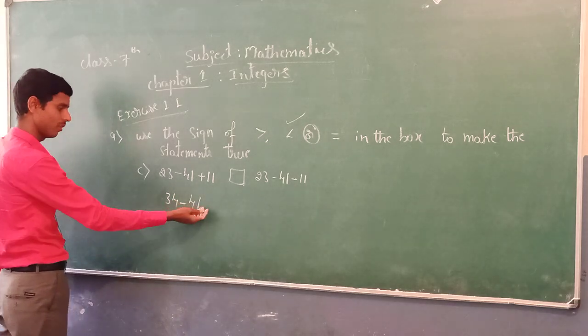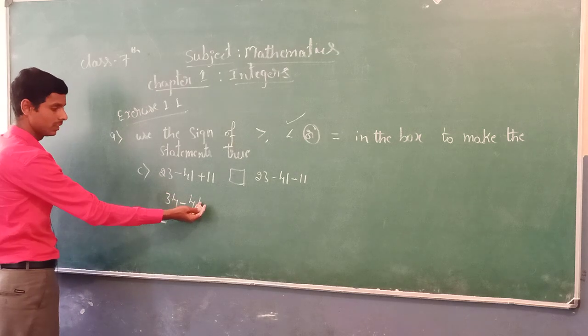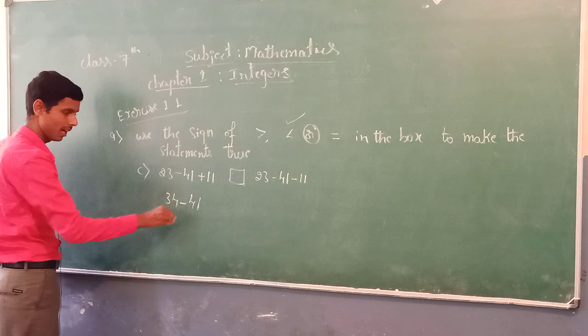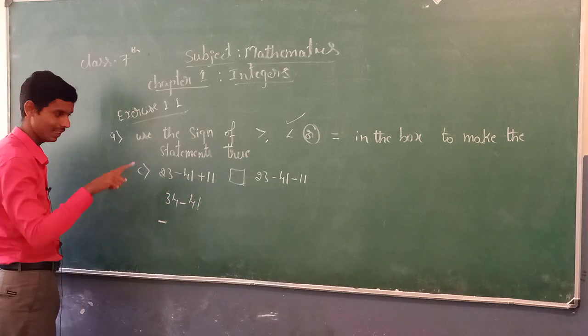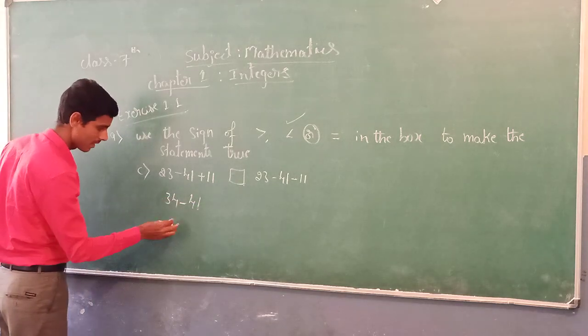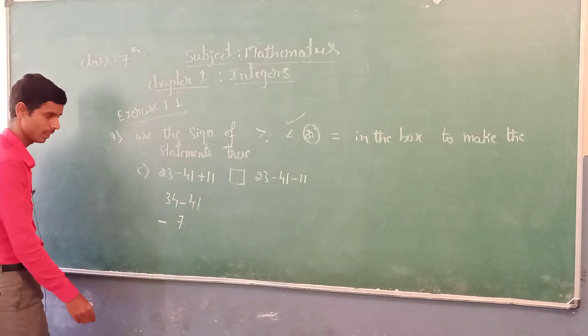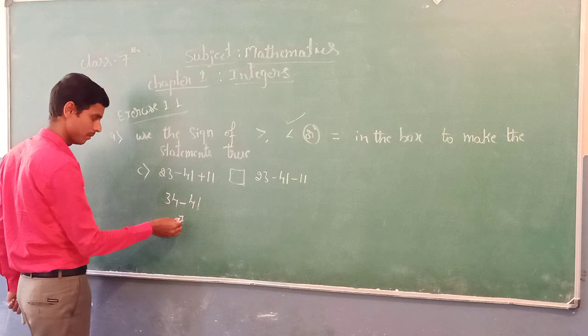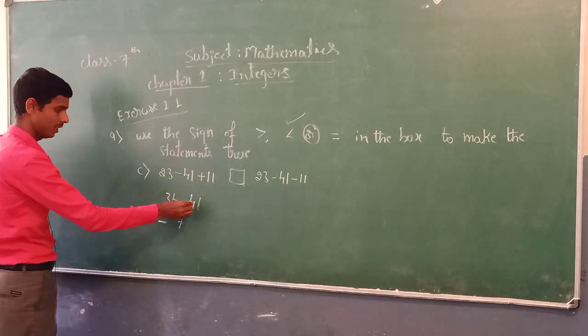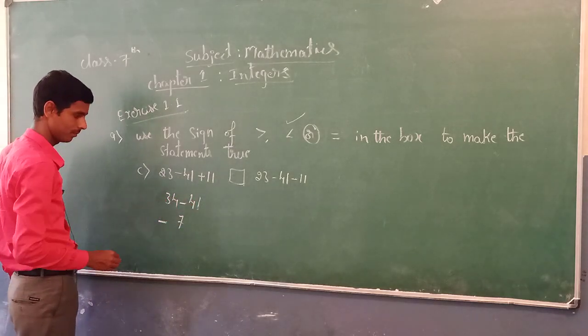From 1 we can't subtract 4, so we have to take a borrow. If you take a borrow, it will become 11. 11 minus 4 is 7. Here we have 3, and 3 minus 3.